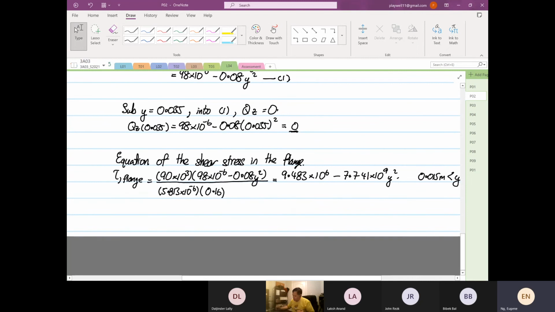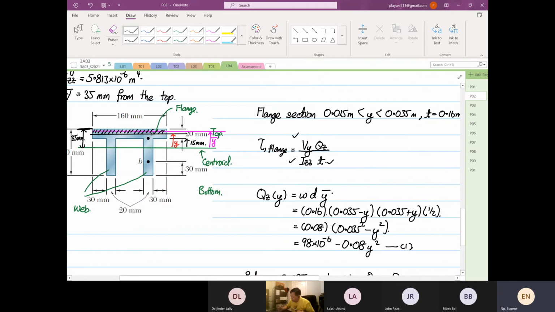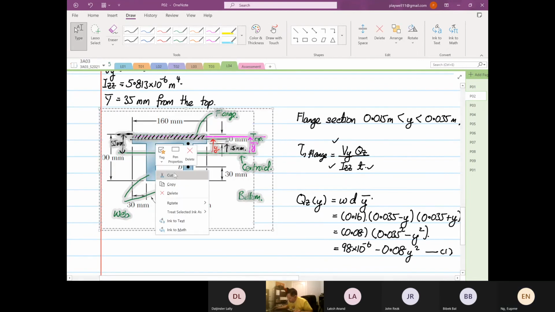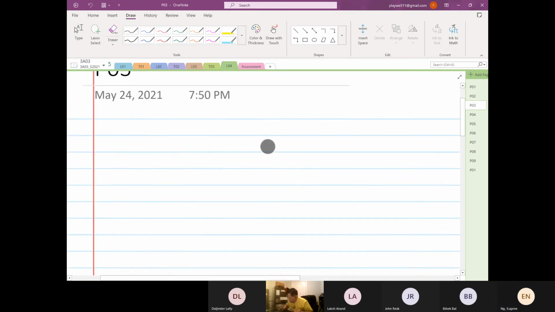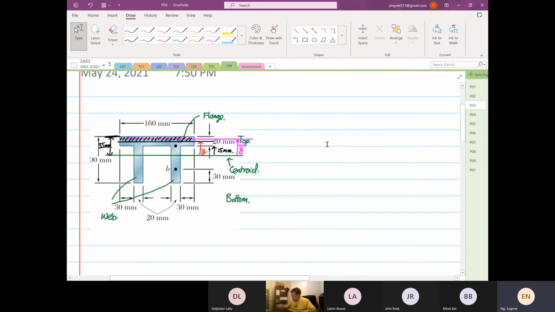Okay, so the next one is we want to find, so we are going back, this is just the flange. We are going to find the top section of the web. So I'm going to copy this entire diagram. Right. So now I'm going to get rid of this and this. Okay. So I'm going to still draw my centroid. Yeah, so that's still our centroid.